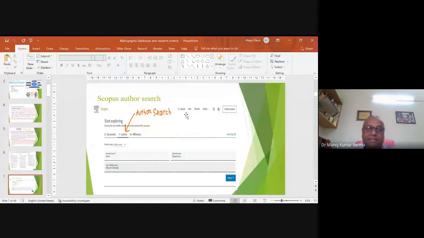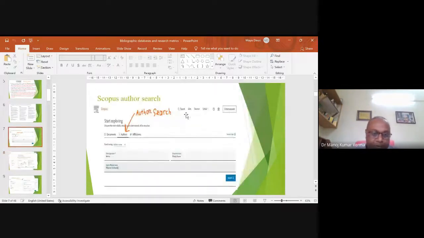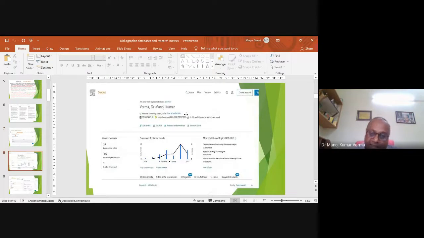Now, how do we search in the Scopus database? If you log in, there are Scopus search and author search options. You can search in Scopus by document, by author, by affiliation. Suppose you click author search, then this box will come: last name of the author, their first name, then their affiliation institute, and if you click search, that particular author's information will open. Suppose I have given my name. If you see the previous slide, I put Verma, Manoj Kumar, Mizoram University in the author search. Then this data appeared.